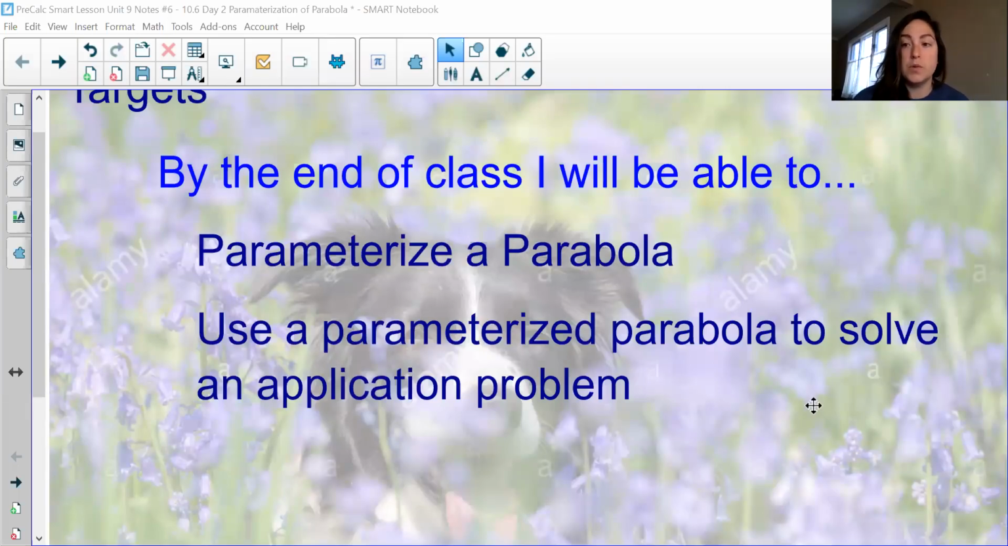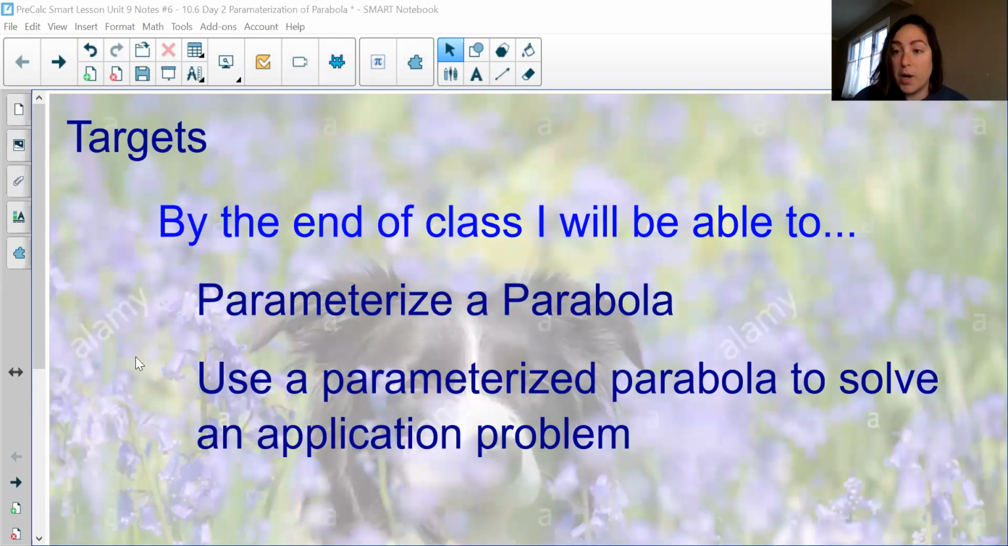All right, so today we are going to be moving on with parametric equations, still section 10.6 in your book, but we're going to be parameterizing parabolas and using the parametric equations to solve application problems.